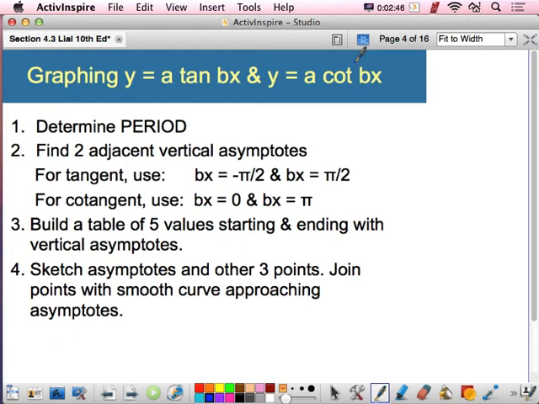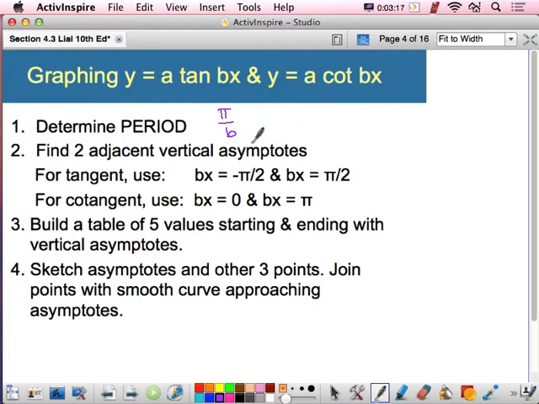Okay, so let's go a little more into detail about how to graph y equals a tangent of bx and y equals a cotangent of bx. First thing you do is determine the period. Remember, you do that by taking pi over b. All right, so that's usually pretty easy. The hardest part is remembering how to find the asymptotes. Now, it has infinitely many, but your job is just to find 2 adjacent asymptotes, typically the ones that are around the center. So we usually find them close to 0.